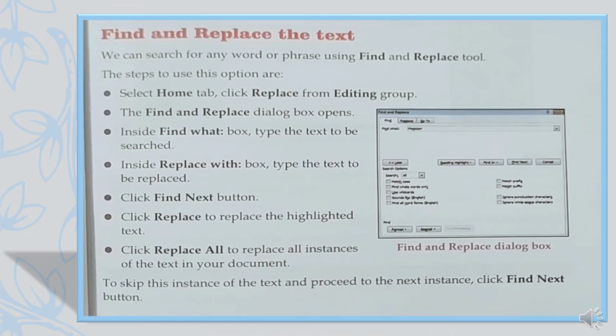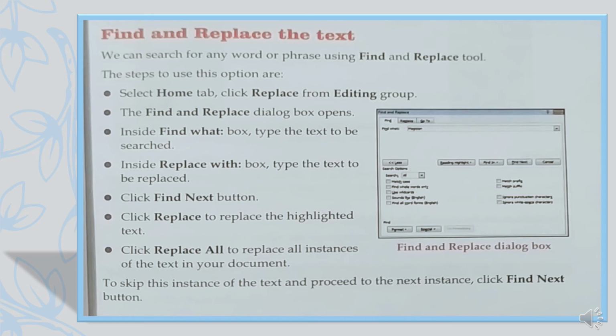Next topic, find and replace the text. We can search for any word or phrase using find and replace tool. The steps to use this option are: first, select Home tab, click Replace from Editing group. Second, the Find and Replace dialog box opens.